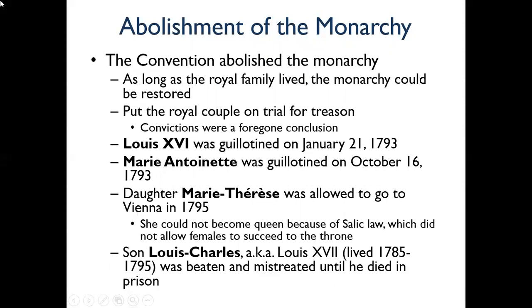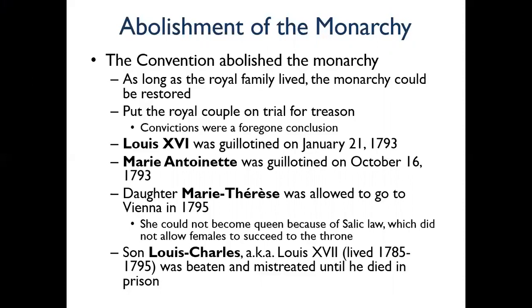Abolishment of the monarchy. The thing which they wanted was that the monarchy had to be abolished. The convention abolished the monarchy. As long as the royal family lived, the monarchy could be restored. But with the royal couple on trial for treason, convictions were a foregone conclusion.